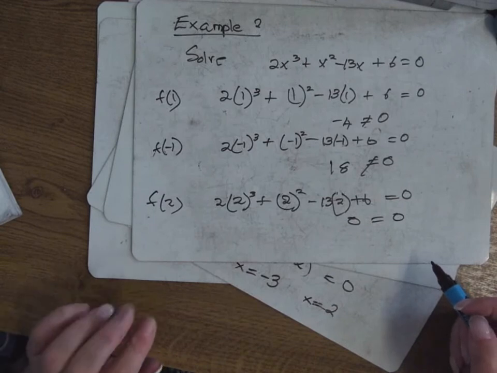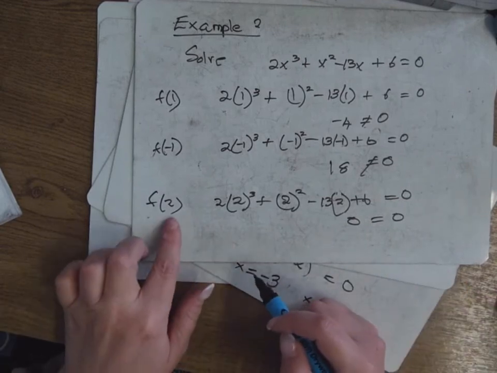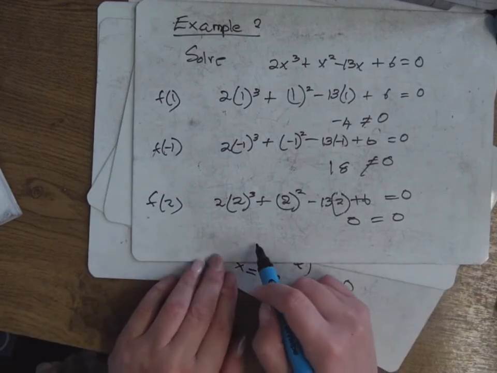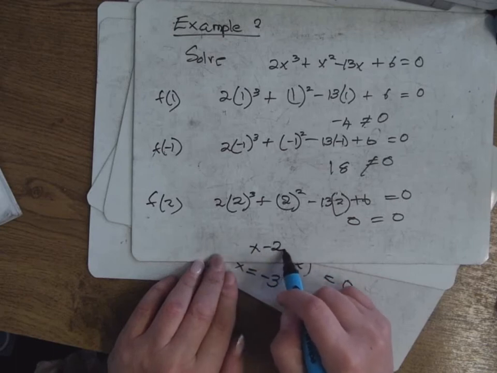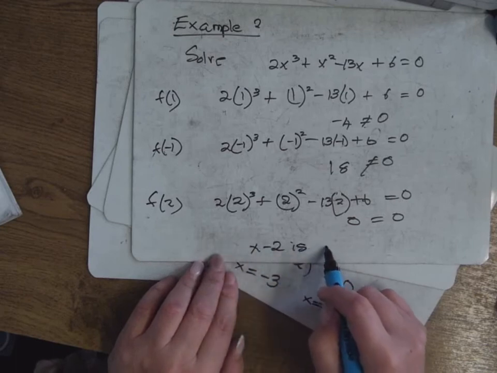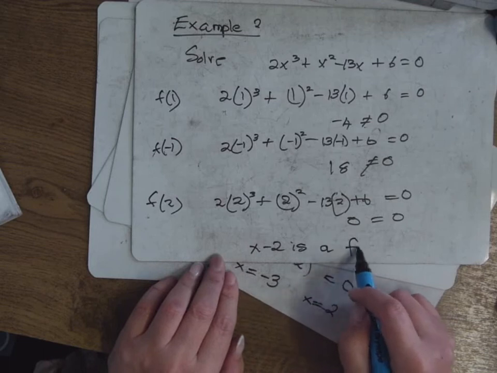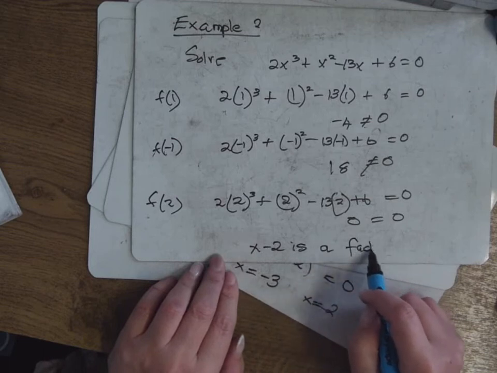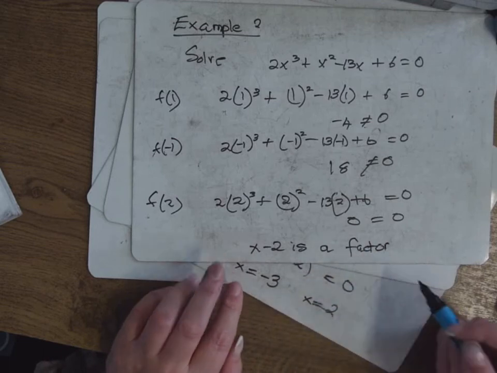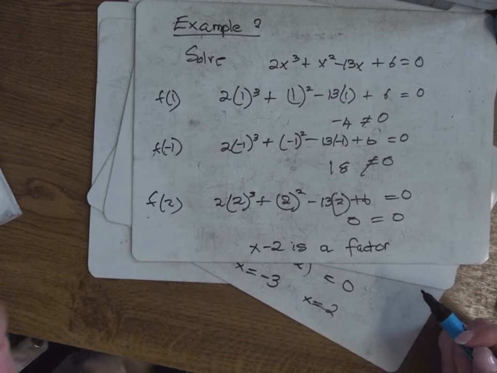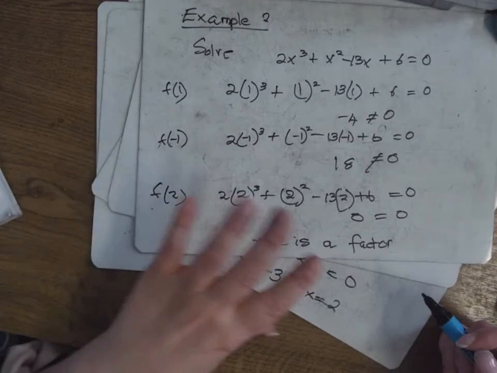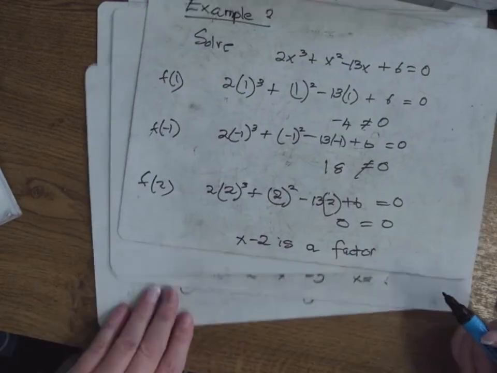2 is a solution, so what's the factor? If 2 is a solution, what's the factor? X minus 2 is a factor. Okay, so that's the factor theorem bit, right? If 2 is a solution, x minus 2 is a factor. If 3 is a solution, x minus 3 is a factor. If minus 3 is a solution, x plus 3 is a factor. That's the factor theorem bit, okay?